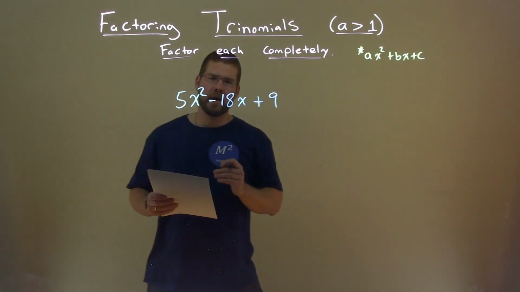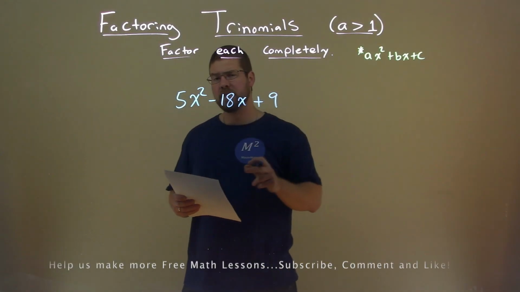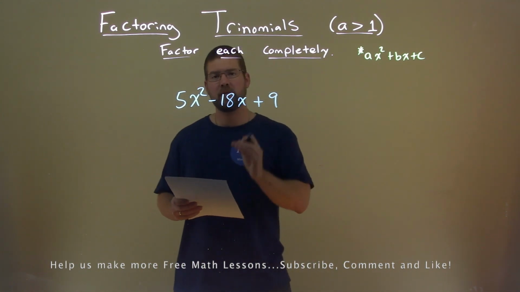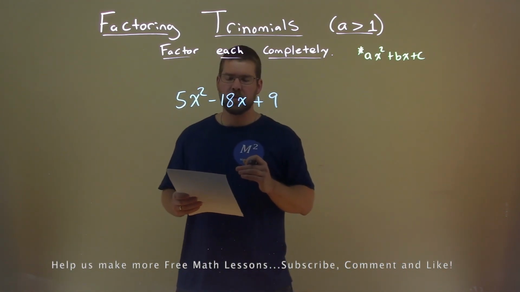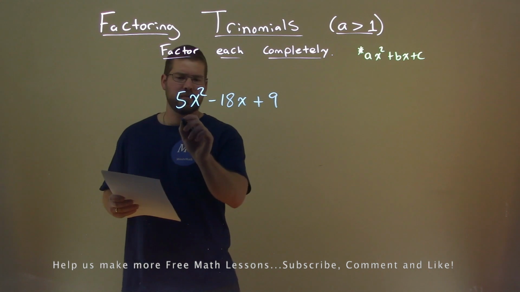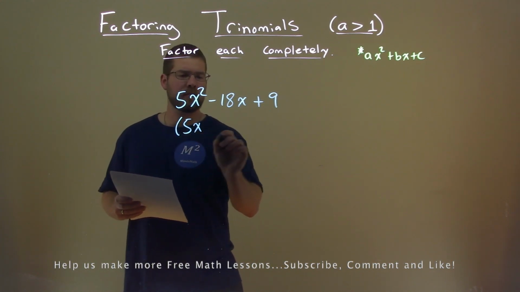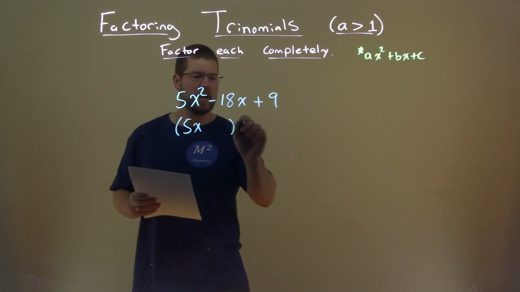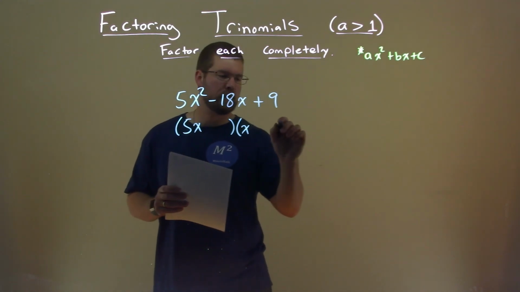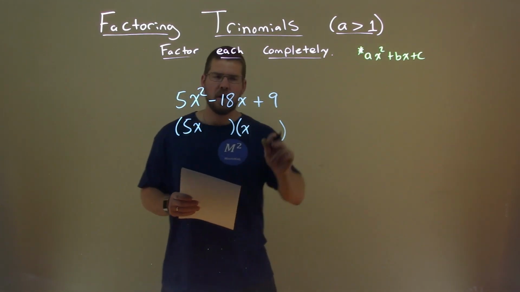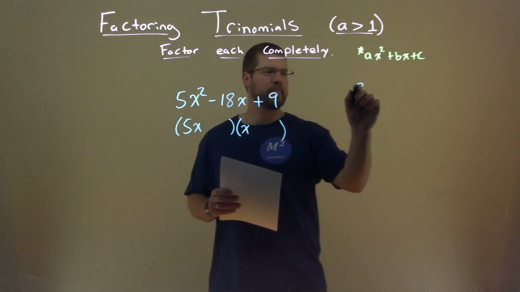We're given this problem right here, 5x squared minus 18x plus 9, and we want to factor this completely. Well, our a value is prime, so we know it's going to be in some form of 5x plus or minus something else times x plus or minus something else. We now look at our C value, which is 9.